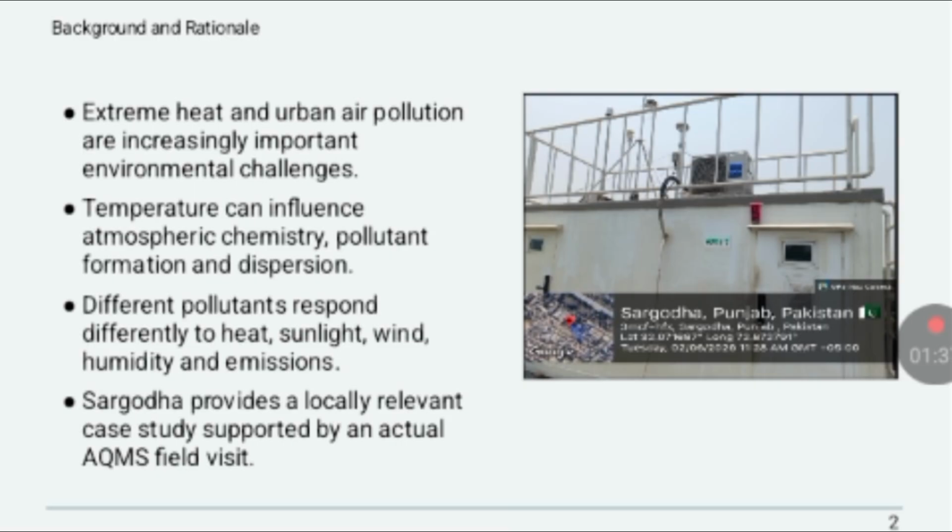However, an important point is that not all pollutants respond to the temperature in the same way. For example, hot and sunny conditions can favor ground level ozone formation, whereas particulate matter such as PM 2.5 and PM 10 can also be strongly influenced by dust, wind, humidity, and emission sources.